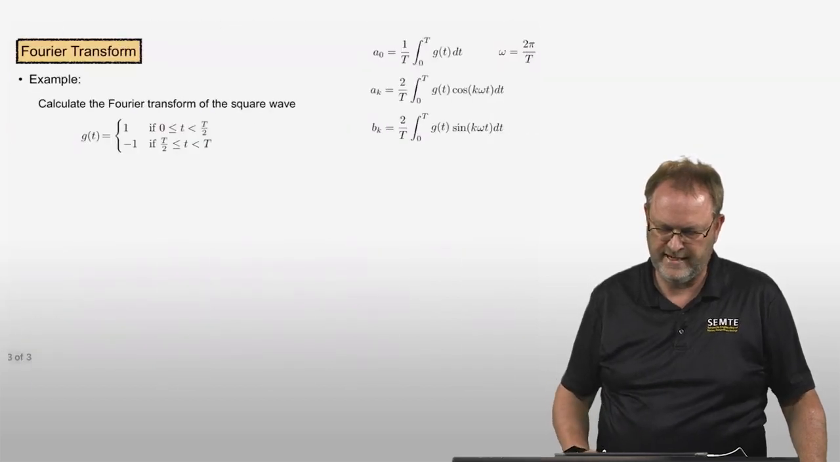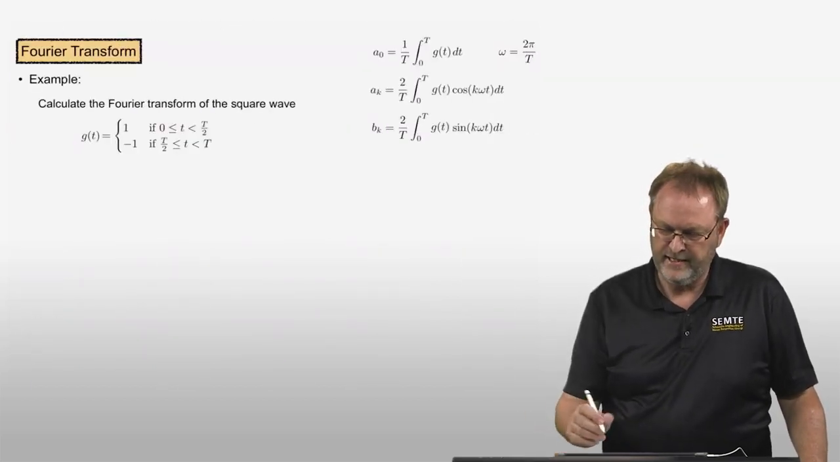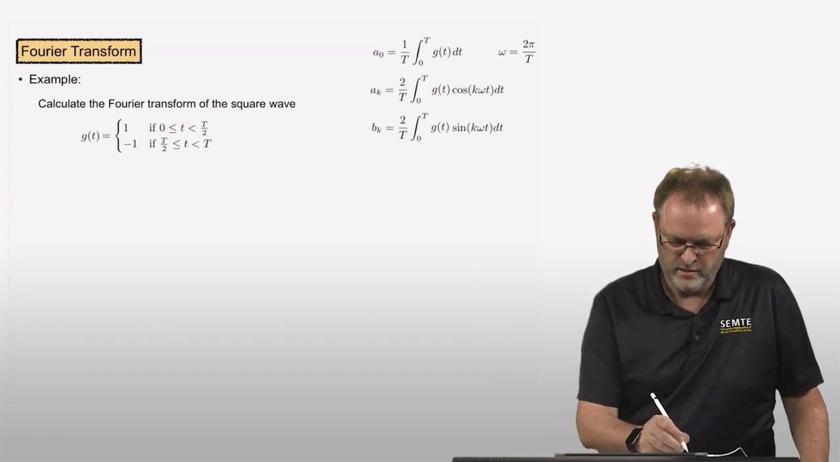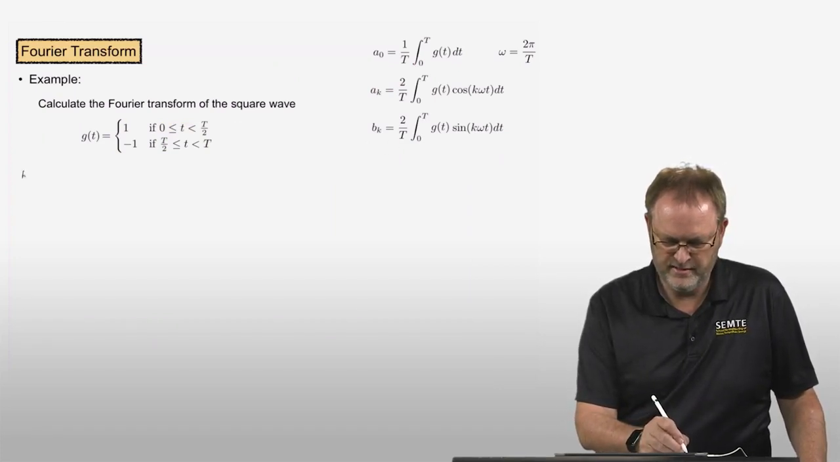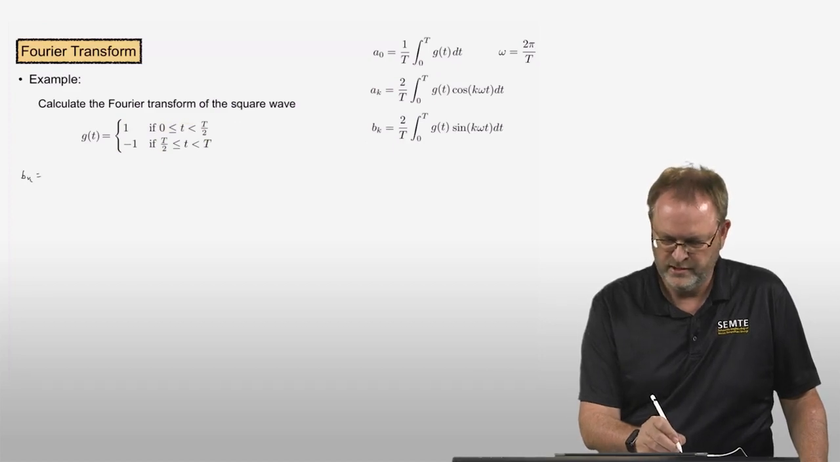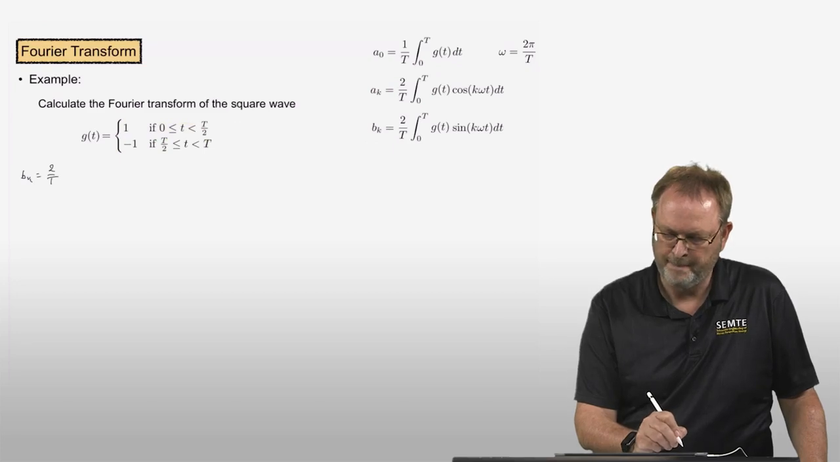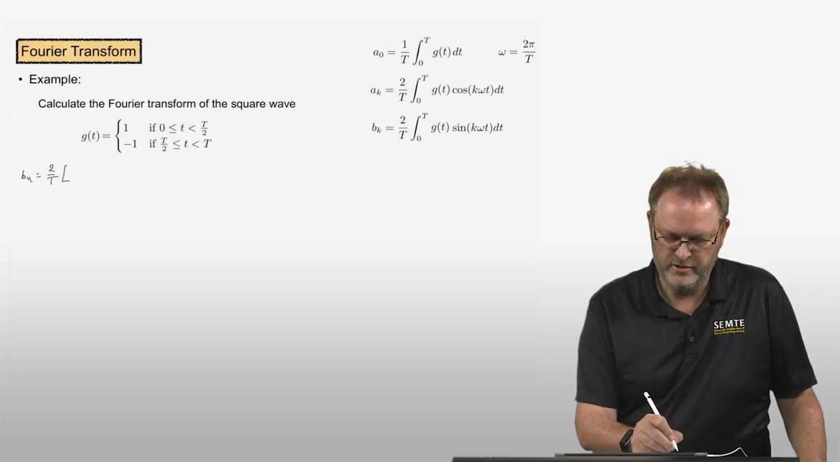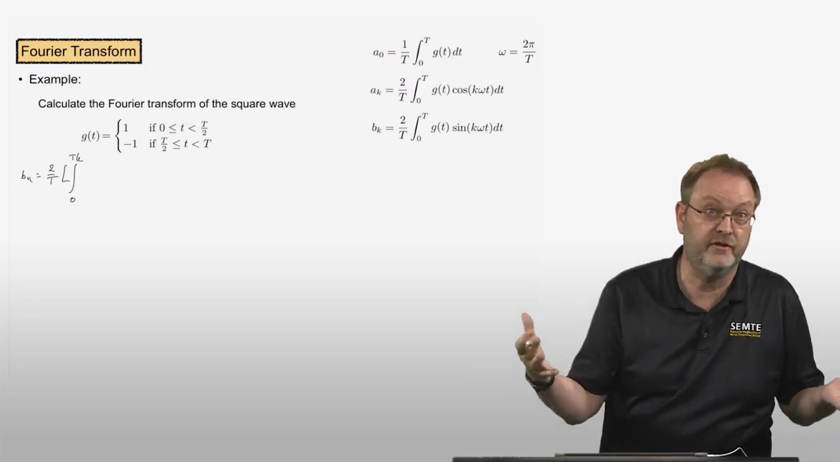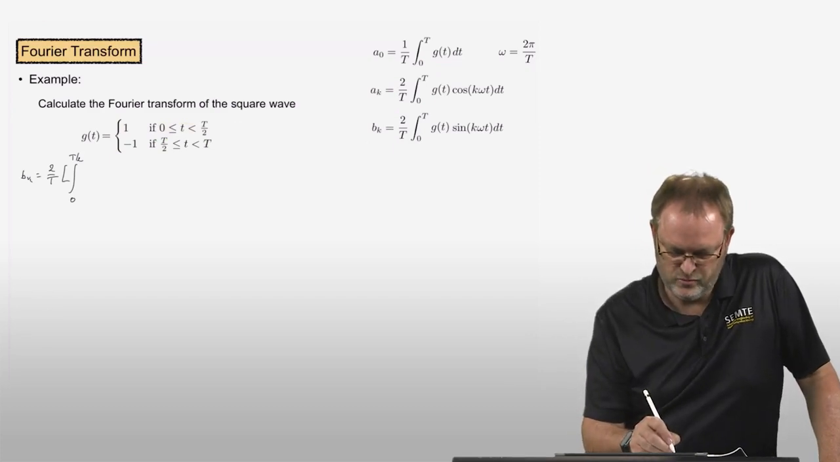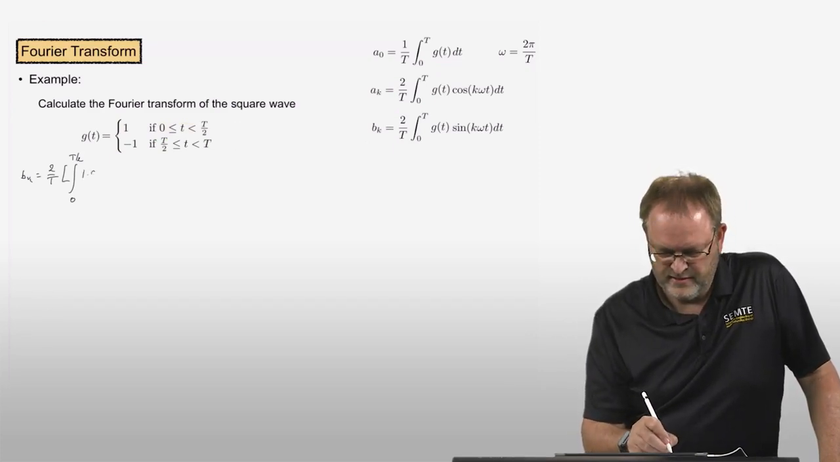So let's go to a new slide here. B sub k. Okay, so that's what we have to calculate now. Okay, b sub k is equal to 2 divided by t, the fundamental period, times, again, we're going to split the integral from 0 to t over 2 because the definition of g of t changes at t over 2. So that's 1 times the sine of k omega t.